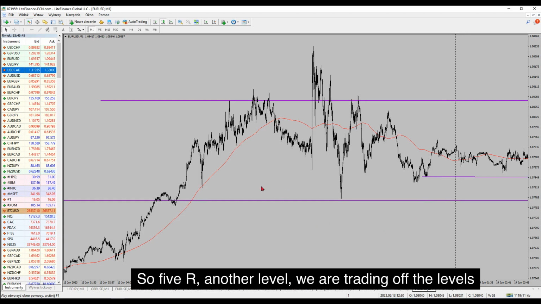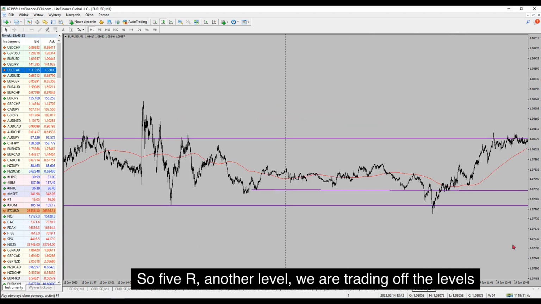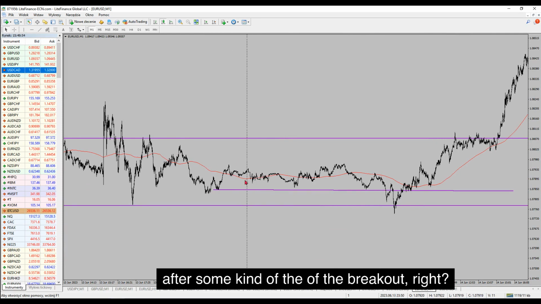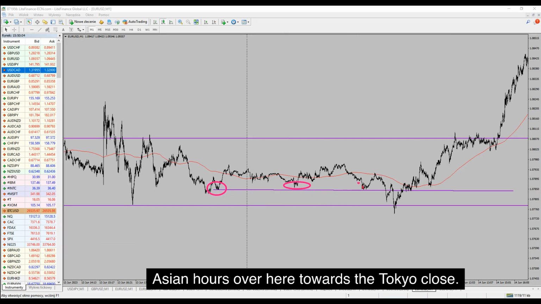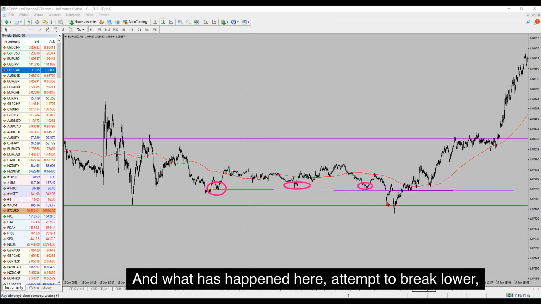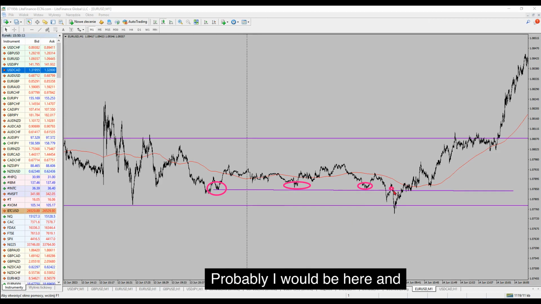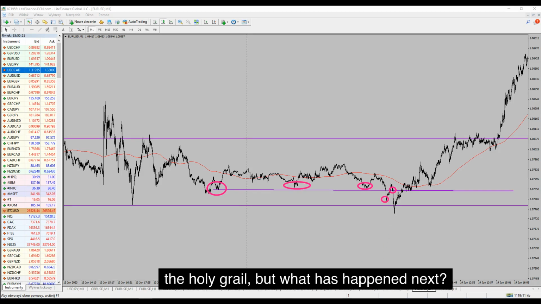Another level, we are trading off the levels after some kind of breakout, right? So another level, we had the range created during the Asian hours over here towards the Tokyo close. And what has happened here? Attempt to break lower, quick move to the upside. Probably I would be long here and I would be stopped here, okay? So as I mentioned, it's not the holy grail.